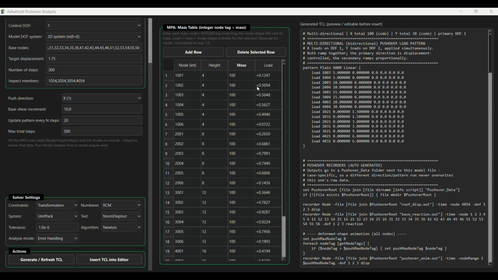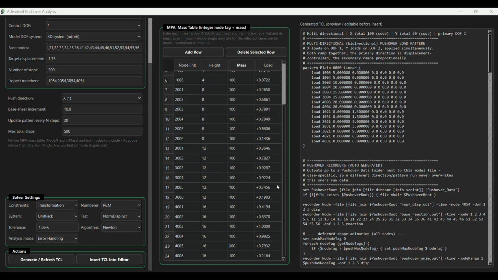At each update, an eigenvalue analysis runs on the structure's current, already softened tangent stiffness, not the original undamaged structure. For each included mode, the participation factor is recomputed from that current mode shape. Each node's force then combines every included mode's contribution by square root sum of squares, so a node's push force reflects all included modes at once, weighted by how much each one currently participates, not just a single dominant mode.